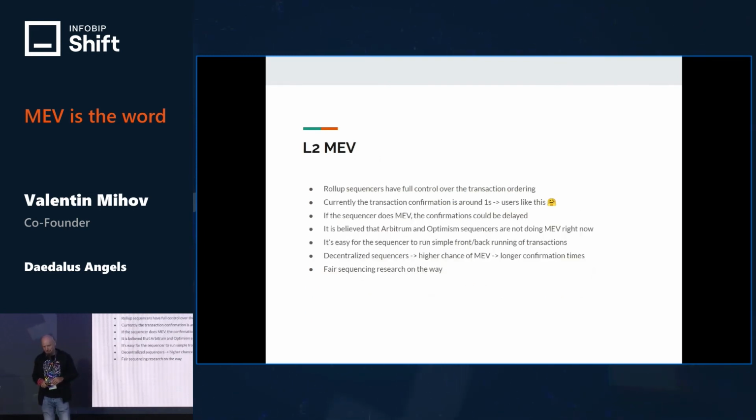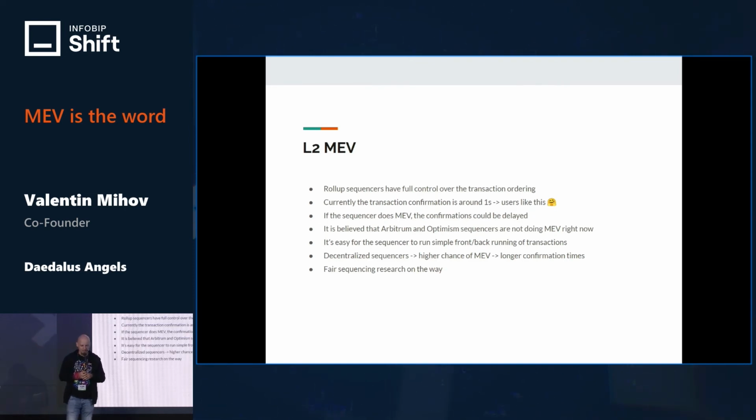Now, the other type of exotic MEV, let's say, is layer 2 MEV. With layer 2 systems, the way they work is that they accept transactions, they encode them into a bundle that is being generated, and then it's posted on layer 1. So there is a sequencer. You don't have a miner or validator. You have this special sequencer role that is accepting the transactions, building the bundles, and posting them on-chain.